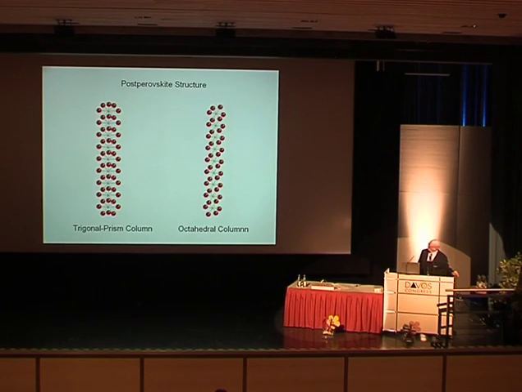And you can characterize the post-perovskite as 2 columns going in the same direction. This is a trigonal prism column with the trigonal prisms sharing faces with each other. And this is the octahedral column. And it's really highly symmetric in terms of just these units in the structure.